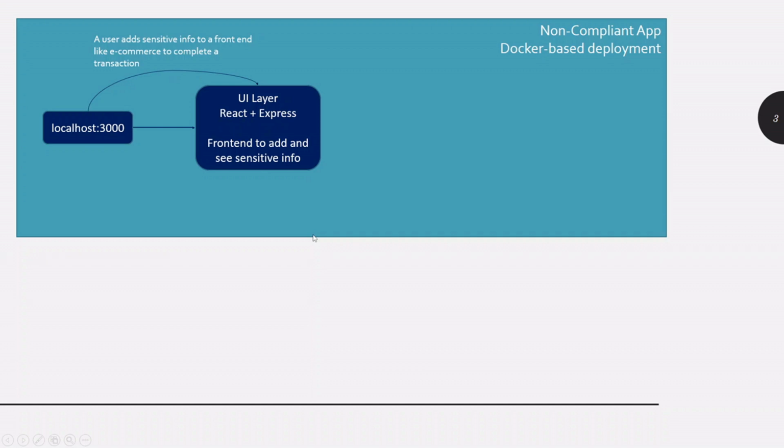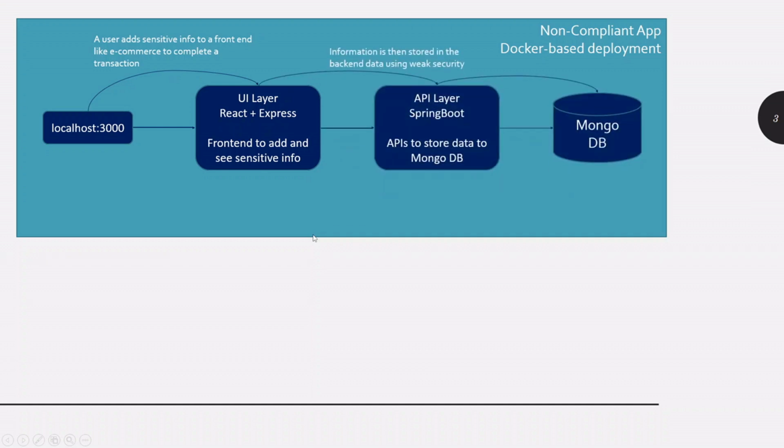So the user goes to that front end layer and provides that information, which then goes to the backend. I'm using Spring Boot, but it goes to a backend API kind of layer, which then finally persists that information in a database. I'm going to use MongoDB for that, but it can be any database. As you can see, all this information is being stored in plain text, and it's not secure. If someone hacks the database and gets access to the data itself, then he can easily get information which is really sensitive and critical.